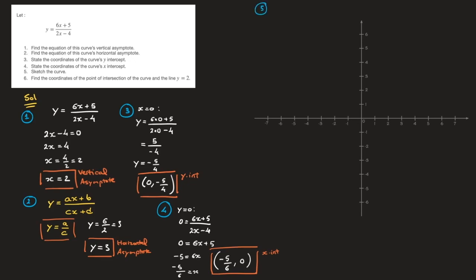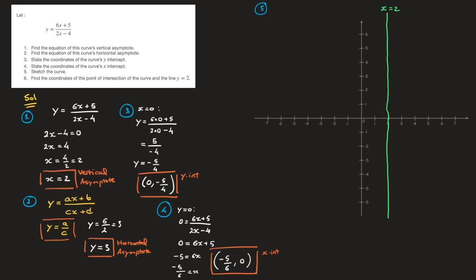Alright, we move on to question 5. And in question 5, we need to sketch the curve. And for that, we should always start by drawing the asymptotes. So looking back at our results here, we had the vertical asymptote whose equation was x equals 2. And that's the vertical line that passes through all of the points with an x-coordinate of 2. So if I add that to my xy grid here, that would be the line looking something like this. It's a vertical line. There we go. And its equation is x equals 2.